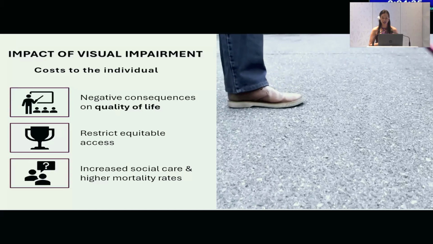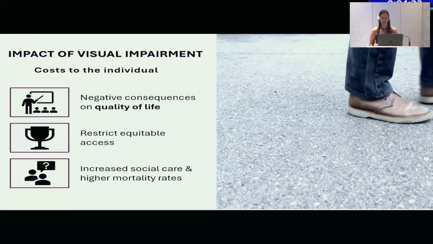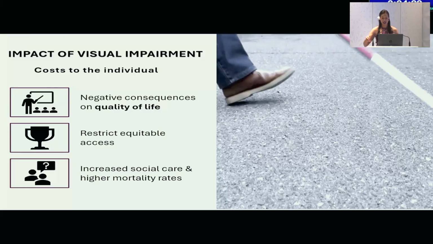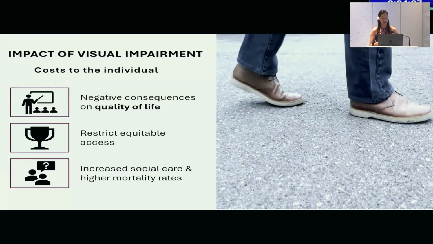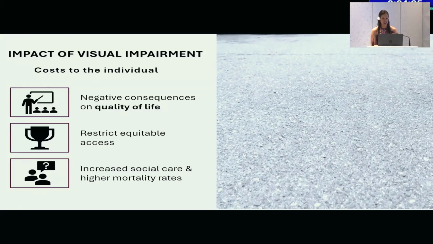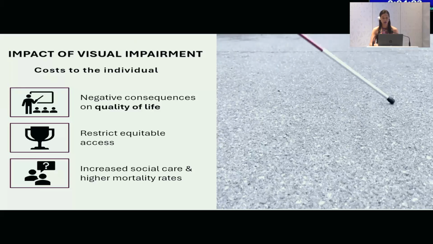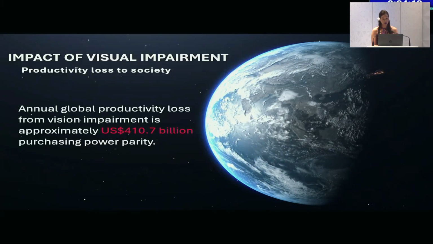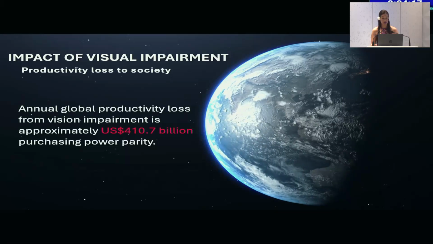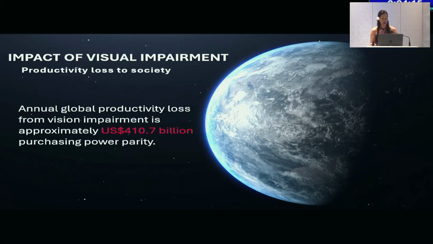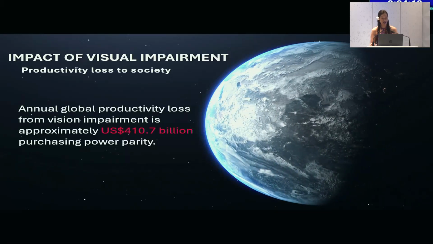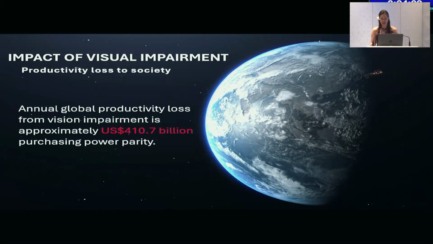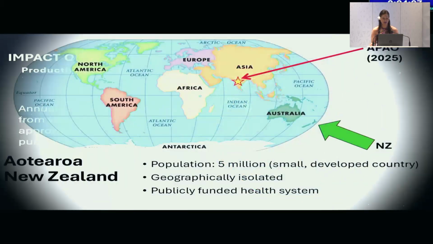On an individual scale, this means poorer quality of life. So not being able to see a whiteboard in a classroom, for example, which restricts access to achieving good grades academically and professionally, and therefore becoming more reliant on social care. On a societal level, global productivity loss due to visual impairment is estimated to cost $410 billion annually, a huge economic strain on a country with limited resources.